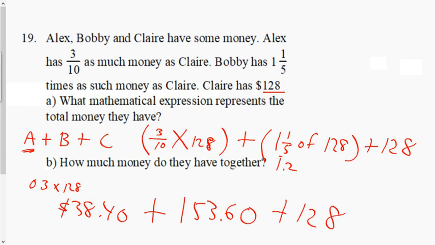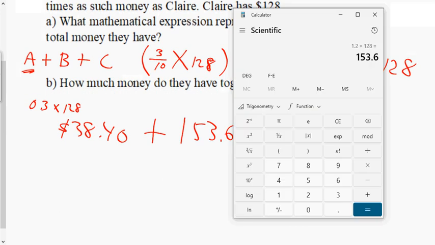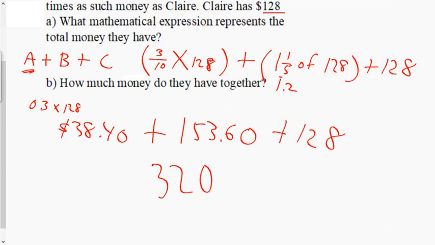So if I add those three together, grab my calculator, there's Bobby's money already there. Add in Claire's, which is 128. Add in Alex's, which is 38.40. And your final answer is all three together, therefore have $320.